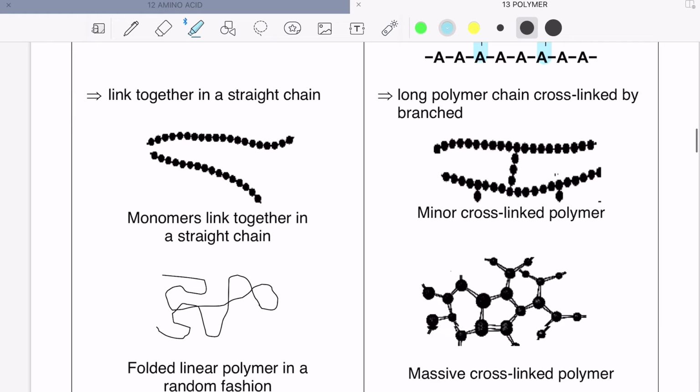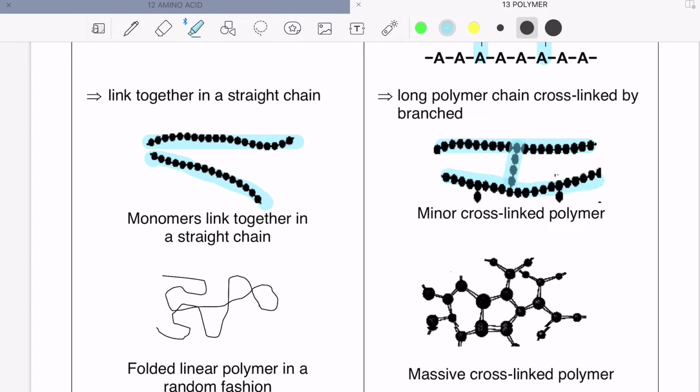So usually, in other forms of illustration, we can see that the straight chain is like this. But for cross-link polymer, we can see it has link. This link makes it harder, makes it firmer.